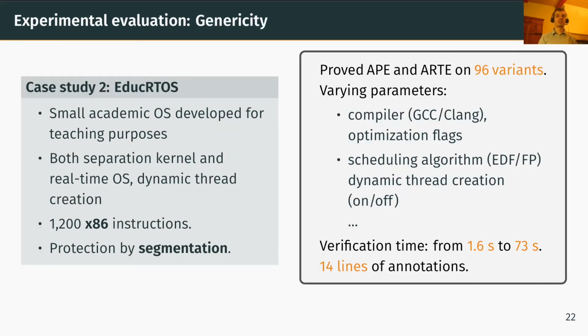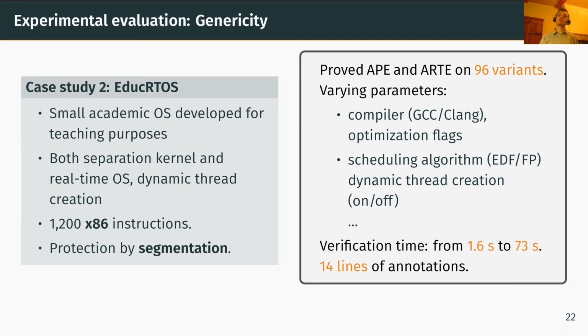We then evaluated the genericity of the approach by analyzing a very different OS. EducRTOS is a small academic OS developed by our team for teaching purposes. It's open source on GitHub. It's both a separation kernel and a real-time OS, and has dynamic thread creation. It's written for the x86 architecture, and is protected by segmentation, and it consists in a bit more than 1,000 instructions.